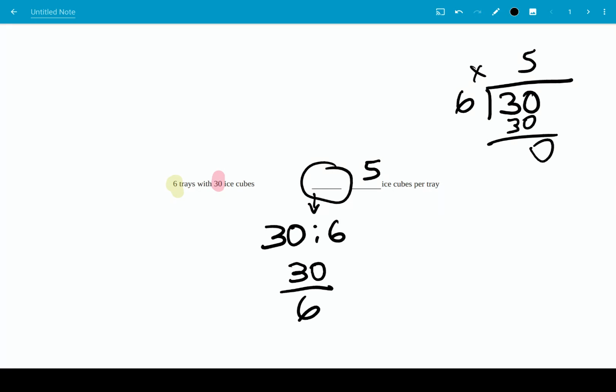So in this one, you just need to really be conscious about the wording. So be very careful, because sometimes some students might want to do 6 to 30, but that is not the ratio that I'm trying to find out. Is 6 ice cubes, which is right here, per tray. So I'm comparing ice cubes per tray. So therefore, the correct way is to do 30 to 6. So just keep an eye on that, because that can mess up a lot of students. All right, let's move on to the next example.